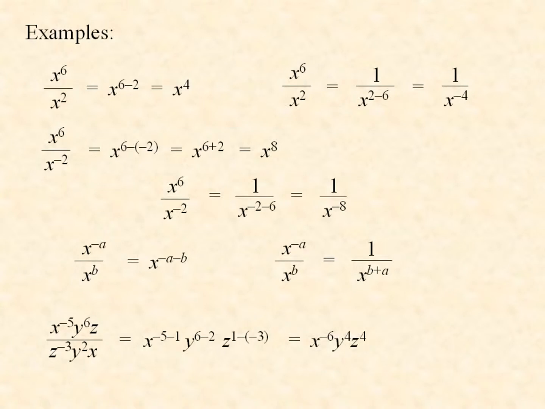Now we simplify those exponents. We have x to the negative 6, y to the 4th, z to the 4th. We can rewrite this without negative exponents. That's y to the 4th, z to the 4th, over x to the 6th, because x to the negative 6 is 1 over x to the positive 6.